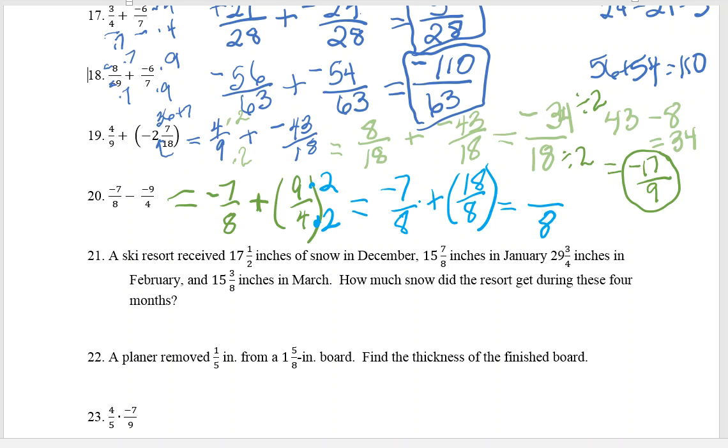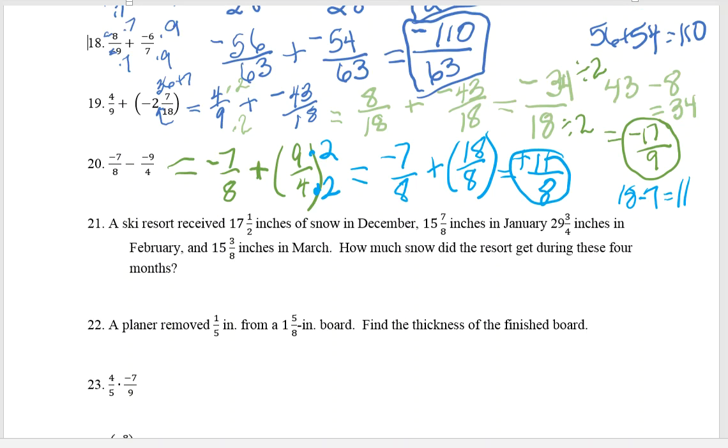I owe 7, but I have 18. Well, since I owe 7 and I have more than I owe, my answer is going to be a positive because I'm going to still have money left over. 18 that I have in my pocket, take away the 7 that I owe them. I now have $11 left. So I have a positive 11/8. Does anything go into both 11 and 8? Only 1. So I'm good to go on my answer.